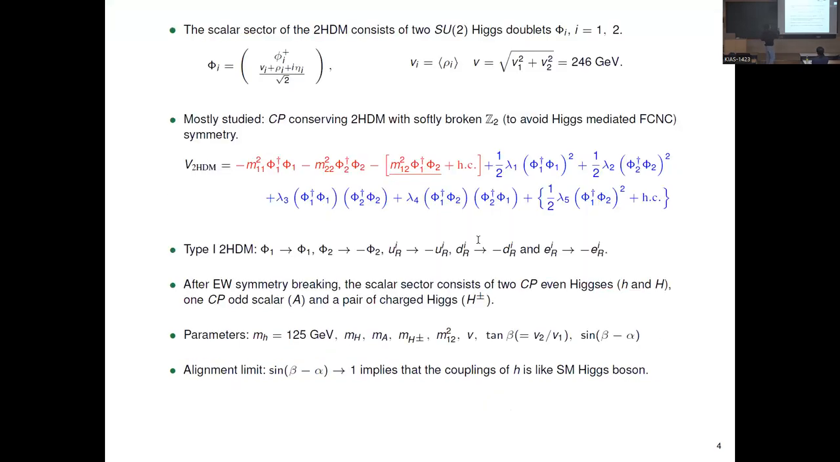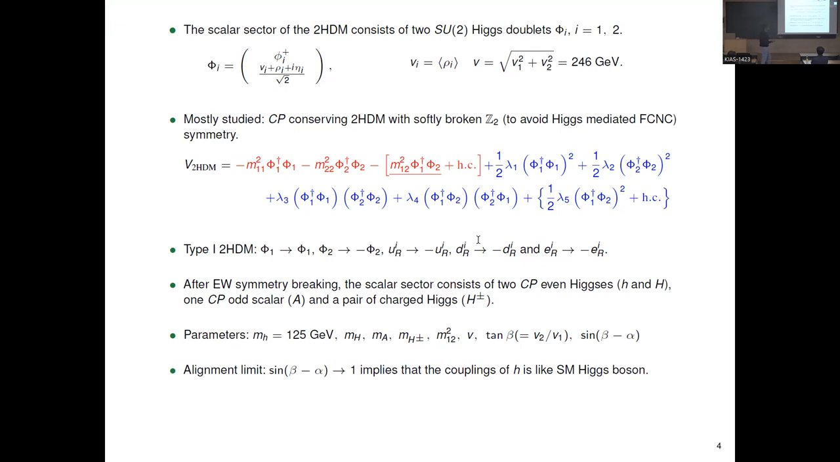In the two-Higgs-doublet model, we have two SU(2) Higgs doublets, which are parameterized like this, phi 1 and phi 2, where v1 and v2 are the vacuum expectation values of the Higgs doublets, which are connected to the electroweak vev in this way. The scalar potential of the two-Higgs-doublet model with a softly broken Z2 symmetry takes this form. The Z2 symmetry is used to avoid Higgs-mediated FCNC. However, we need to have a soft Z2 breaking term like this.